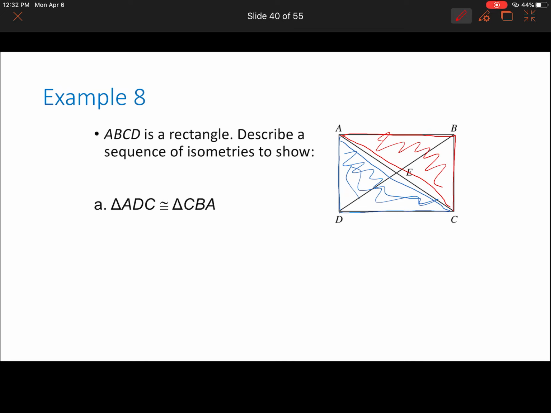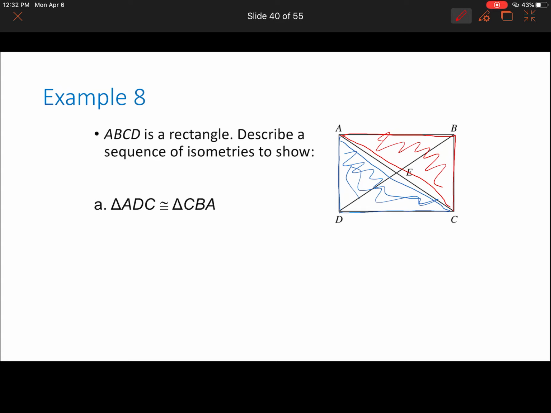So that is that triangle. Now, think about how we get from the blue triangle to the red triangle. How do we make the blue one be the red one? If we were to do one of these transformations we've talked about, translations or rotations or reflections, how can we make triangle ADC, the blue one, be the same as CBA, which is the red one?